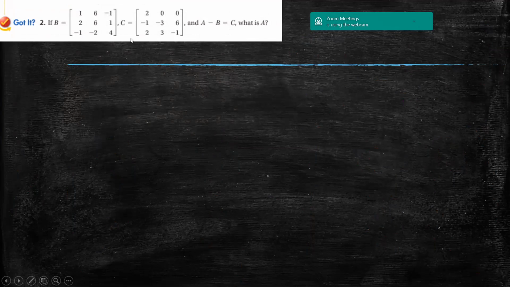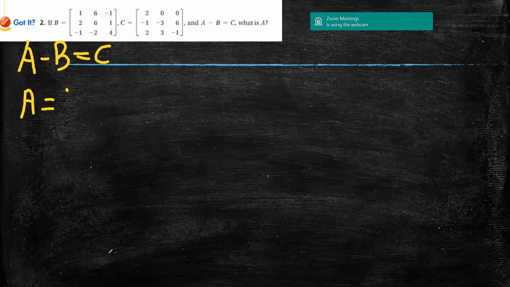Let's do this one now. This is the matrix B and the matrix C, and if you know that A minus B is equal to C, what is A? So our equation: A minus B is equal to C. I have B and I have C. I need A. So A will be B plus C. Is it right? Yes.